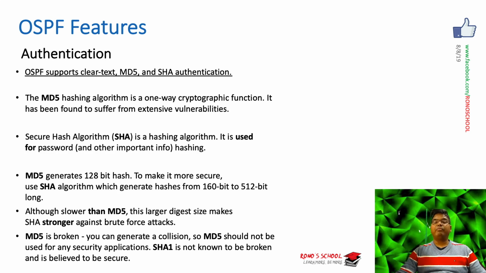The MD5 or Message Digest algorithm is a widely used cryptographic hash function that produces a 128-bit or 16-byte hash value. MD5 generates a 128-bit hash. To make it more secure, use the SHA algorithm, which generates hashes from 168-bit to 512-bit long. Although slower than MD5, this larger digest size makes it stronger against brute force attacks. If MD5 is broken, you can generate collisions, so MD5 should not be used for any security application. SHA is not known to be broken and is believed to be secure.